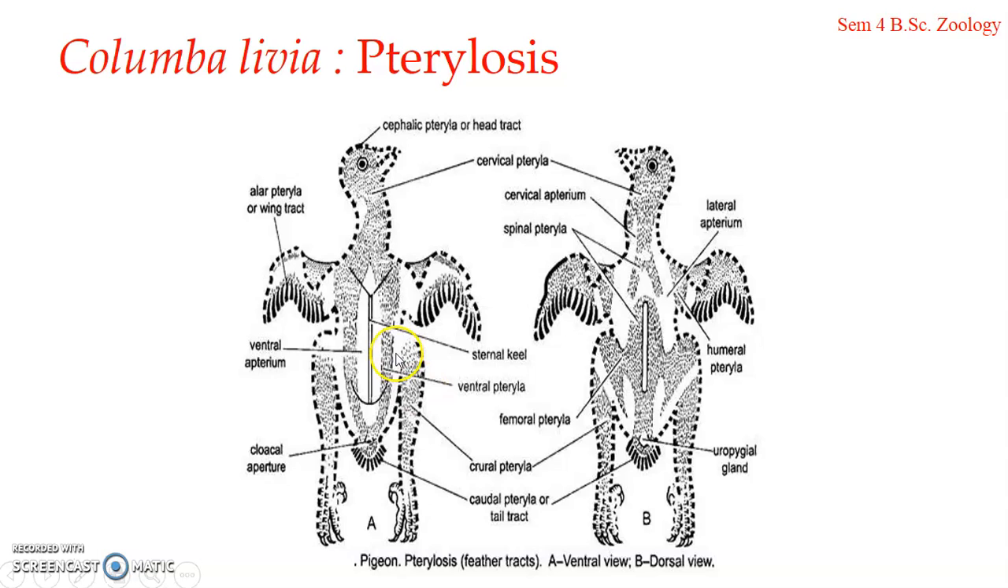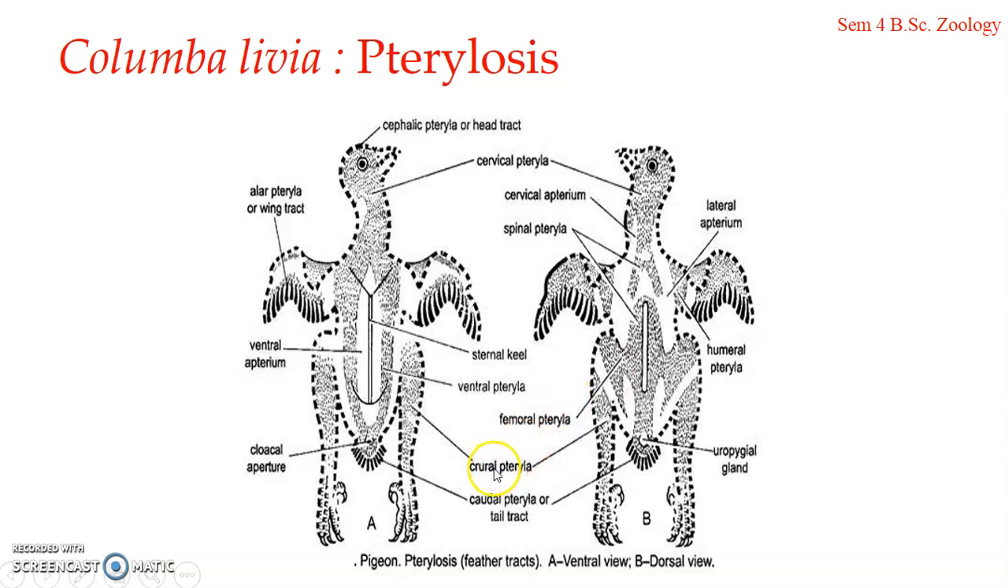Then the femoral or the lumbar pteryla. You can see the femoral pteryla spreading obliquely on the outer side of the thigh. If the leg is taken as bent, this part is the femoral pteryla. It is on the thigh region, and then we have the feathers covering the shank of the leg.